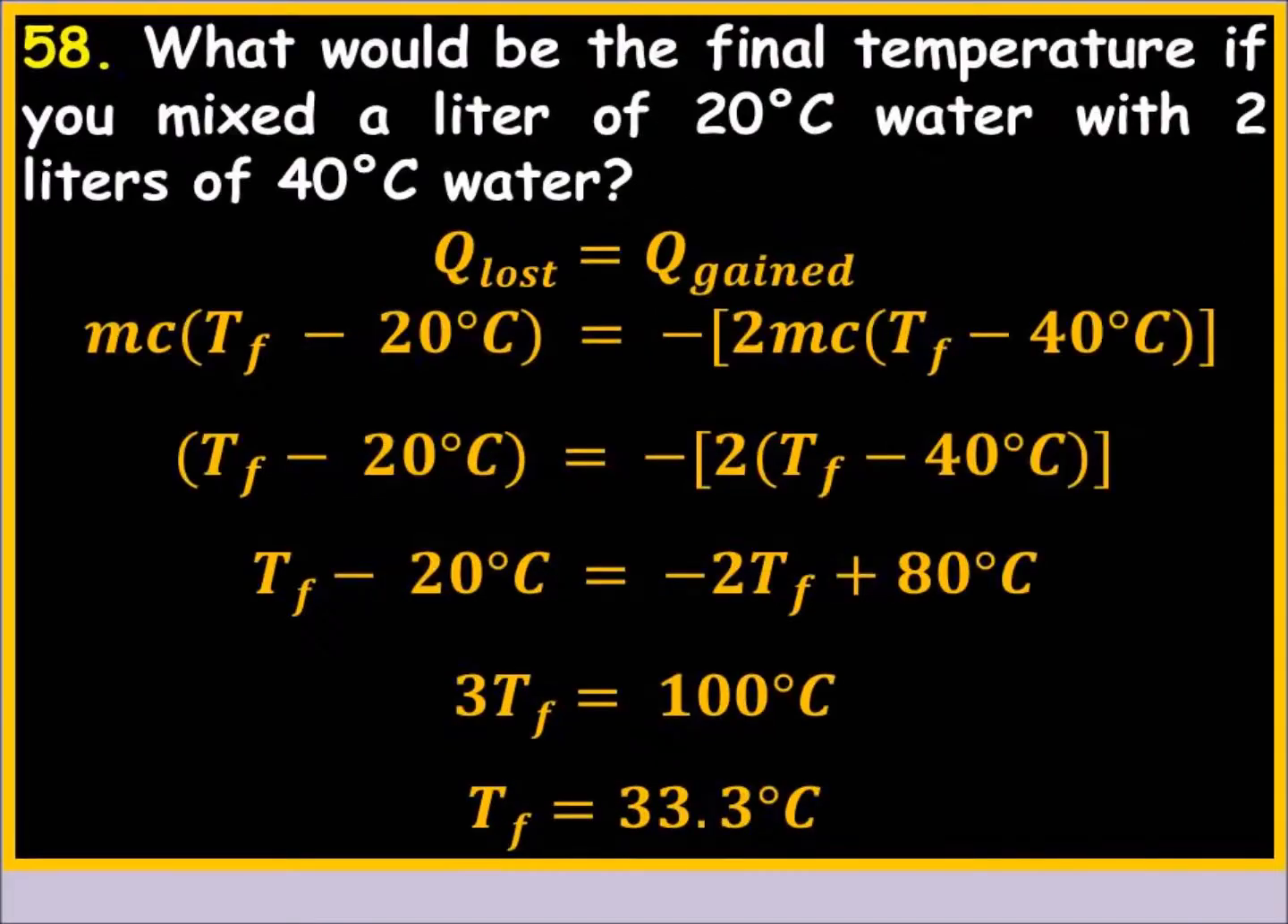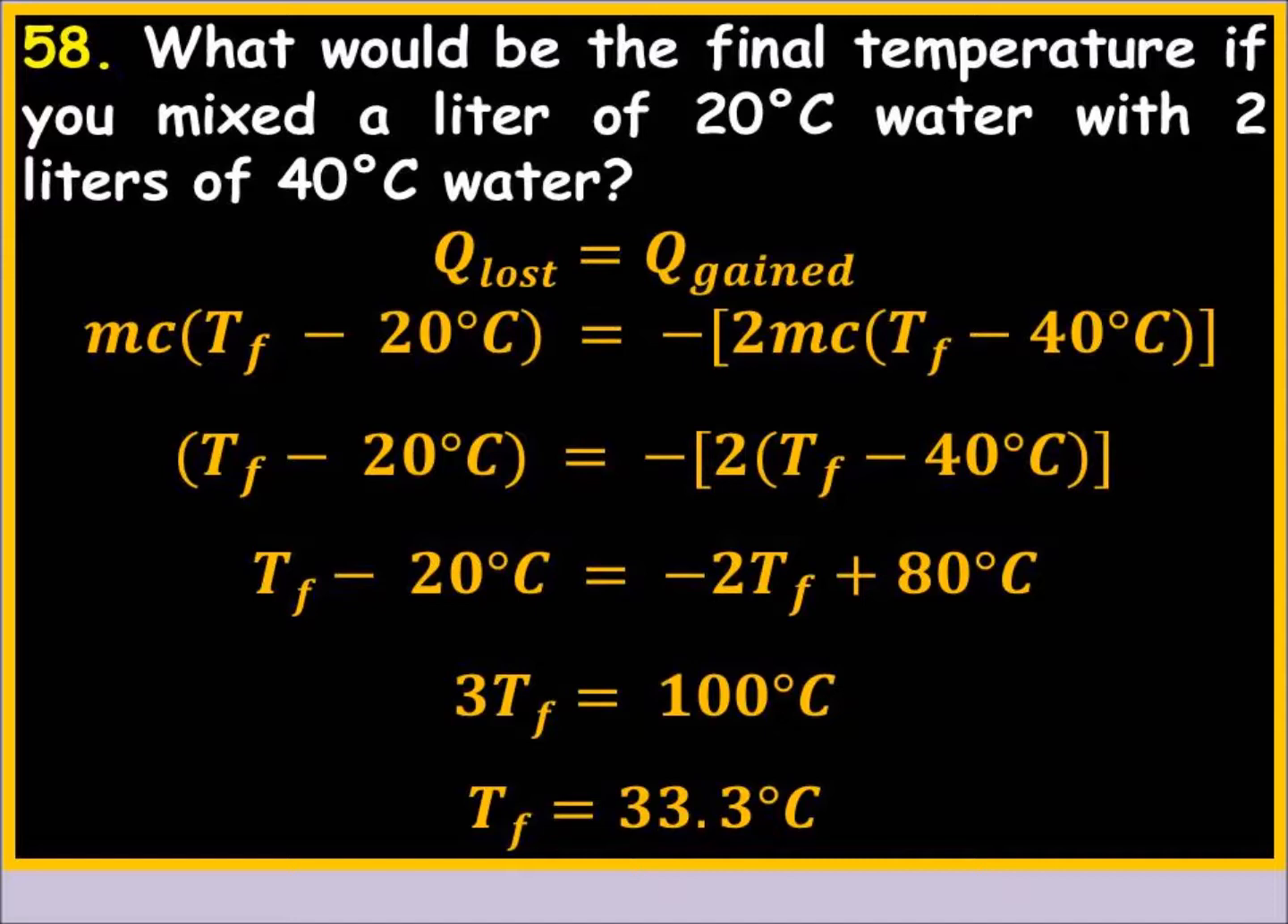The next problem, 58. What would be the final temperature if you mixed a liter of 20 degrees Celsius water with 2 liters of 40 degrees Celsius water? Again, the C's cancel. Let's just do the math. You put 2m to make the m's cancel. So the answer is 33.3. Great problem. Make sure you can do the math. Remind me in class, I'll do that problem in class. It's a really good problem to do.